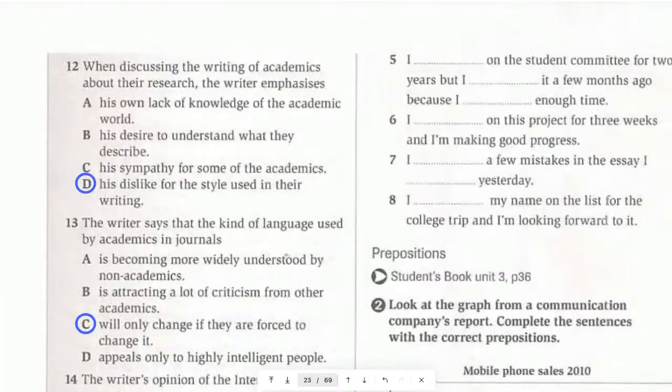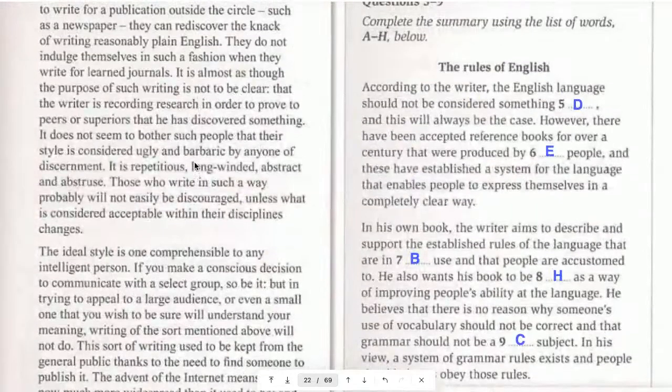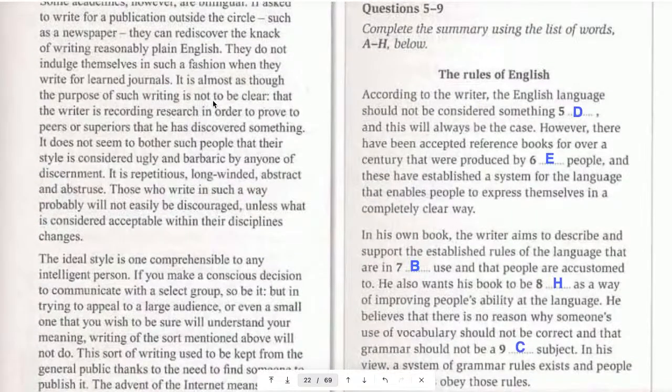Here, when discussing the writing of academics about their research, the writer emphasizes his dislike. I mean, he doesn't like the style used in their writing. Why do you know that he doesn't like that? Because here he said that it is almost as though the purpose of such writing is not to be clear.